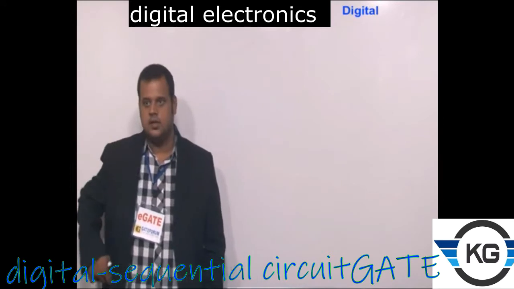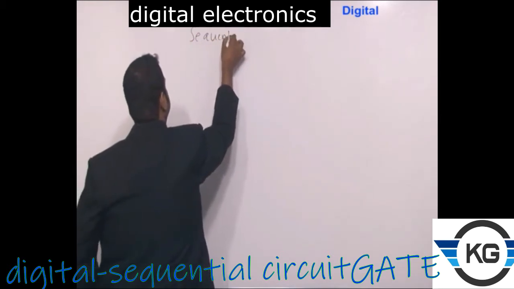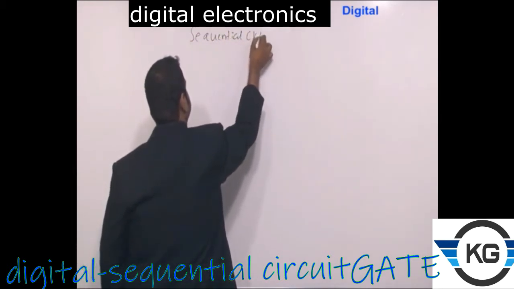Okay, in the last class we were talking about the combinational circuits. We completed the encoder, decoder, all these things, and we are about to start the sequential circuit. So let us start with sequential circuit.